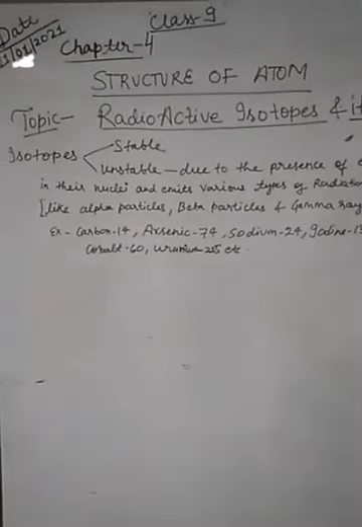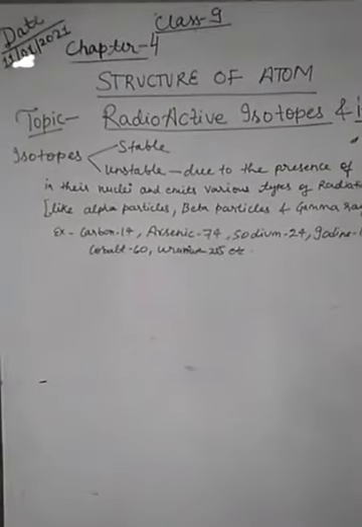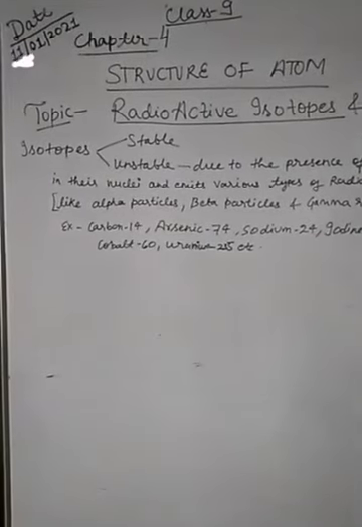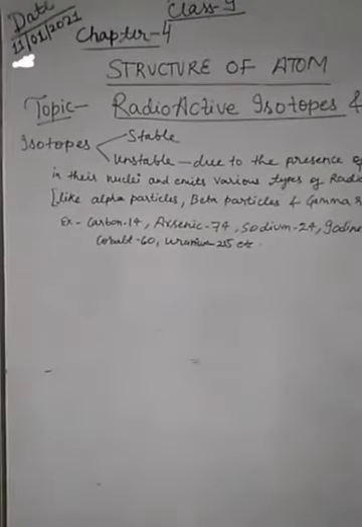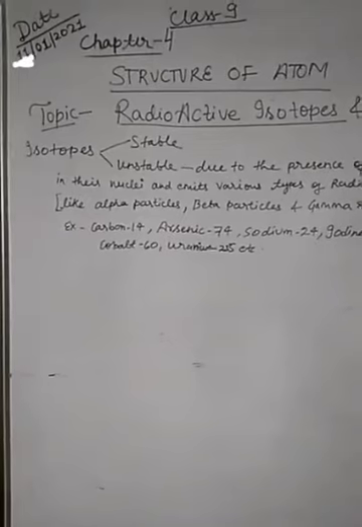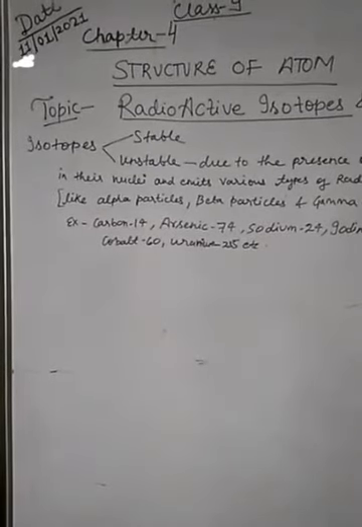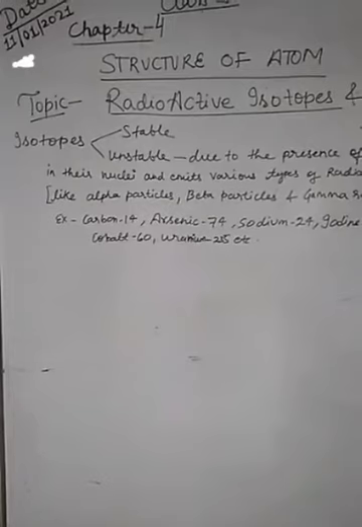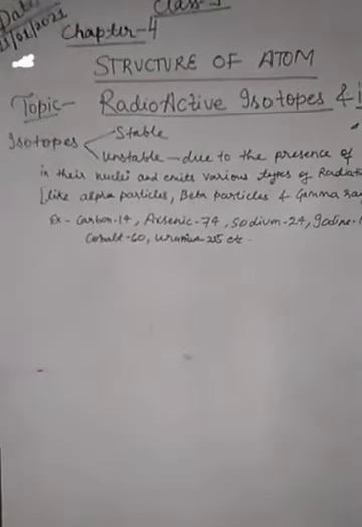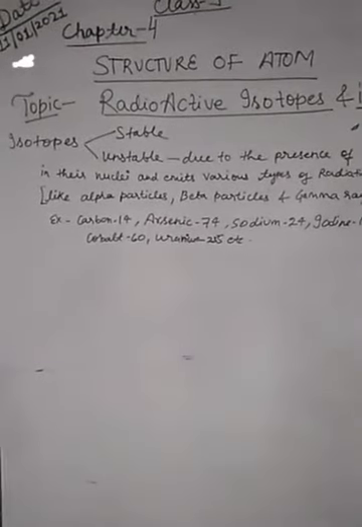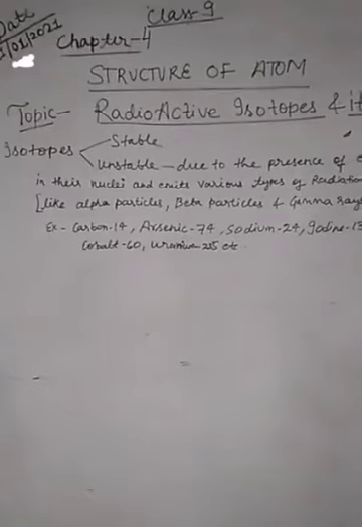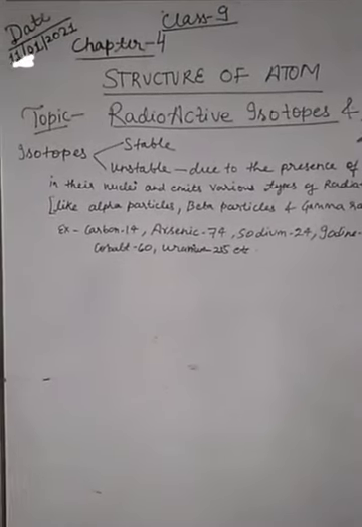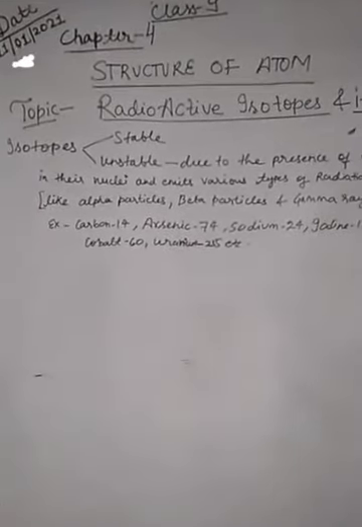The radiations emitted by the unstable nuclei of the radioactive isotopes create health issues for human beings and are also harmful for other plants and animals. Some of the common radioactive isotopes are carbon 14, arsenic 74, sodium 24, iodine 131, cobalt 60, uranium 235. These are some of the common radioactive isotopes.